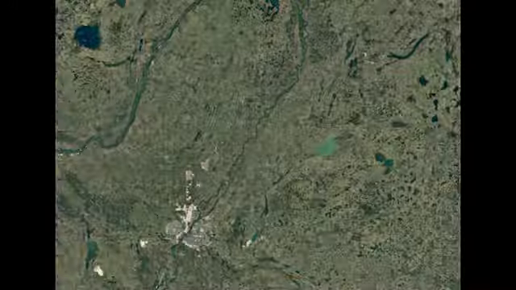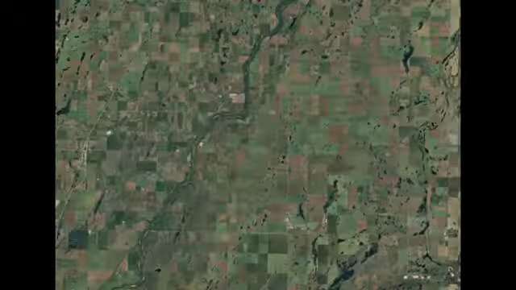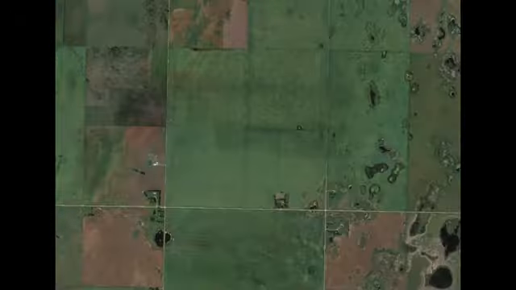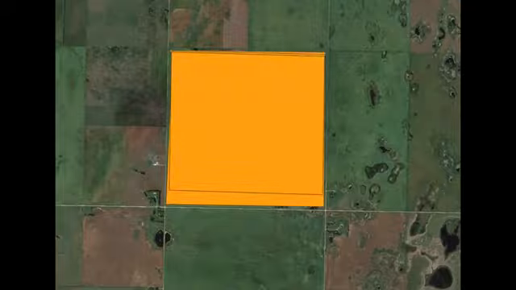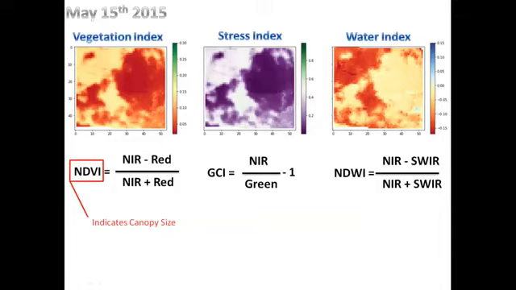Let's illustrate this with a wheat and canola farm in Saskatchewan, Canada. Knowing the coordinates of the farm, we queried its historical data from 2015 to 2020 whenever cloud coverage of the scene was less than 30%.